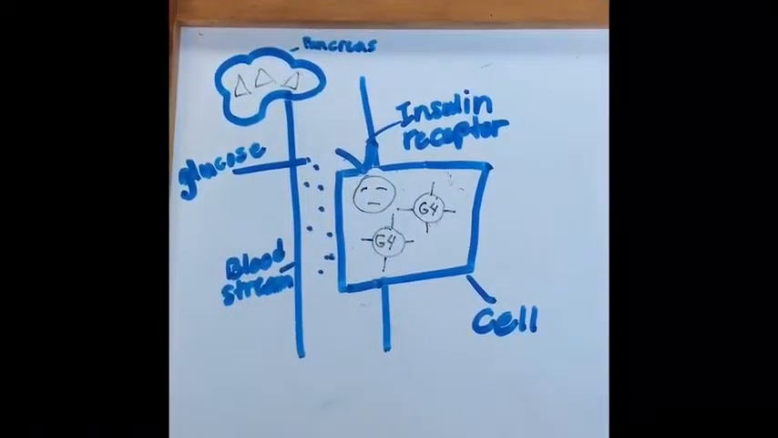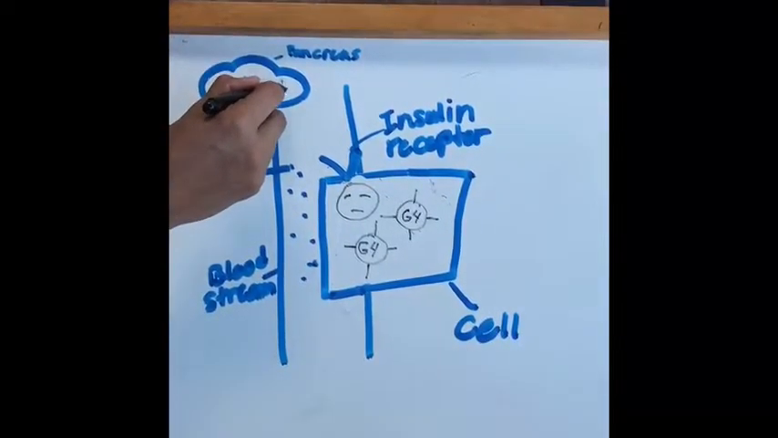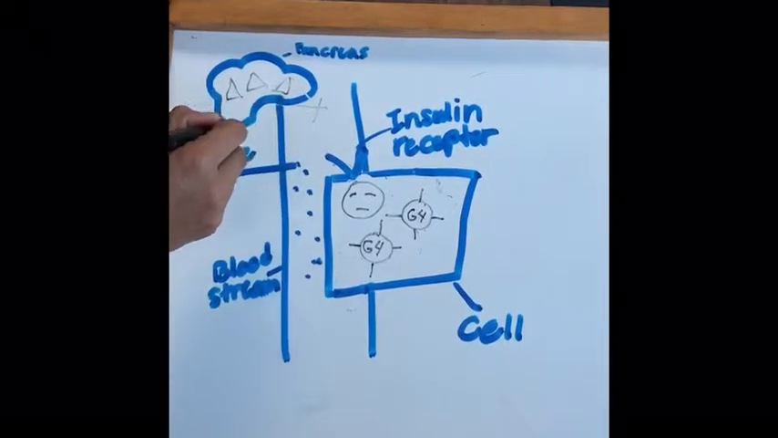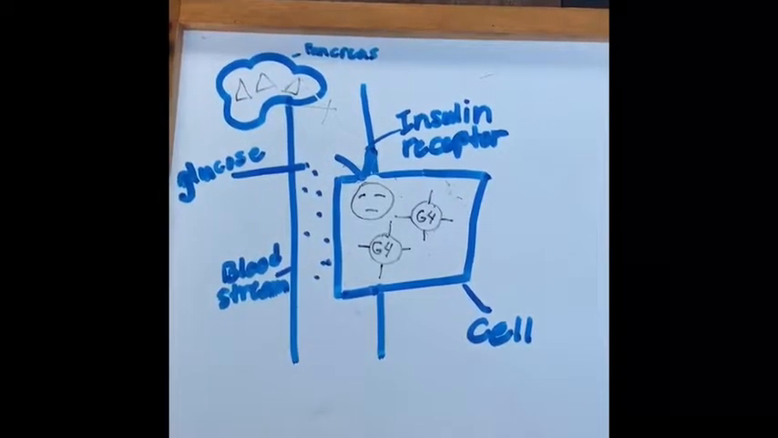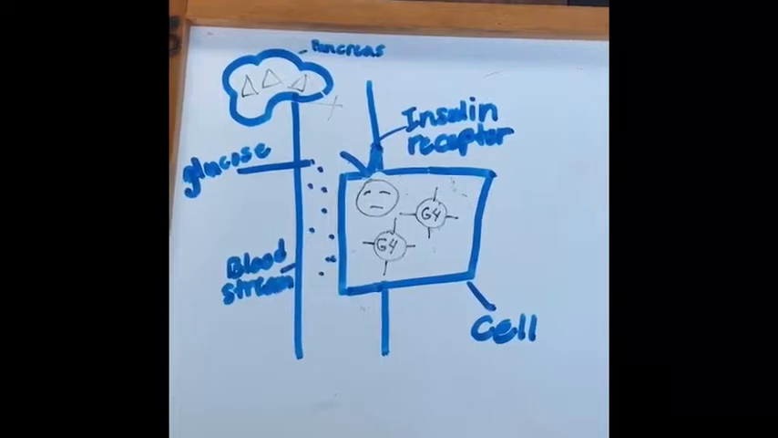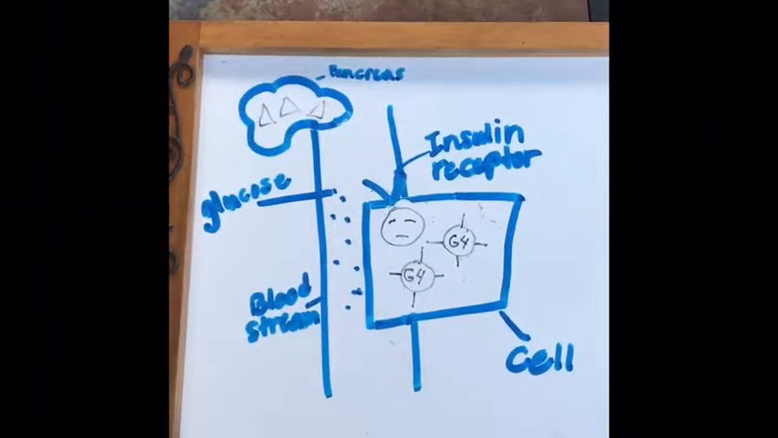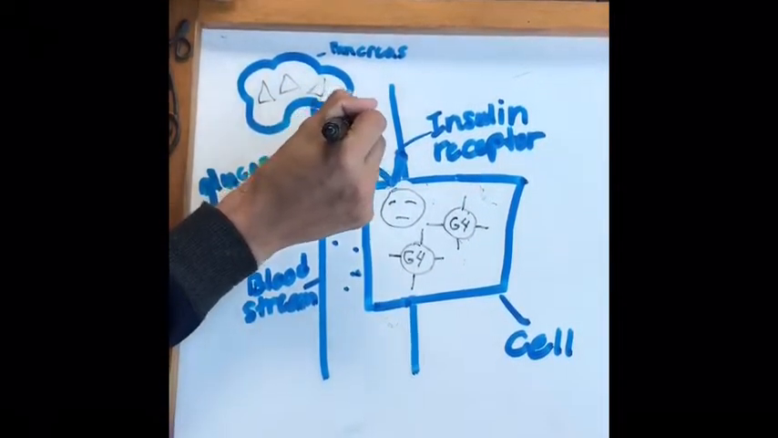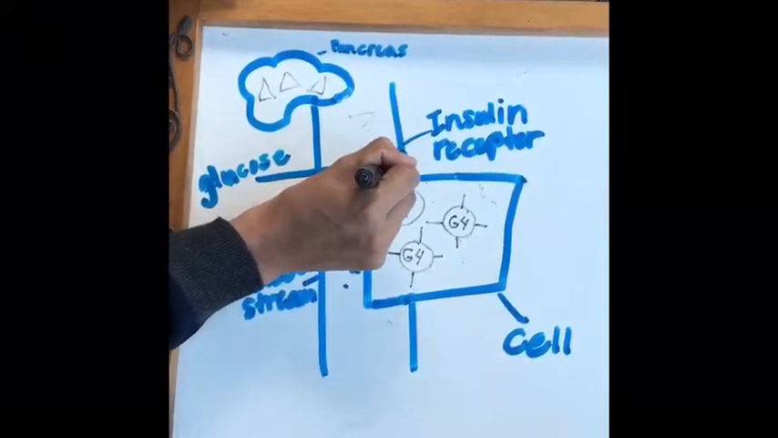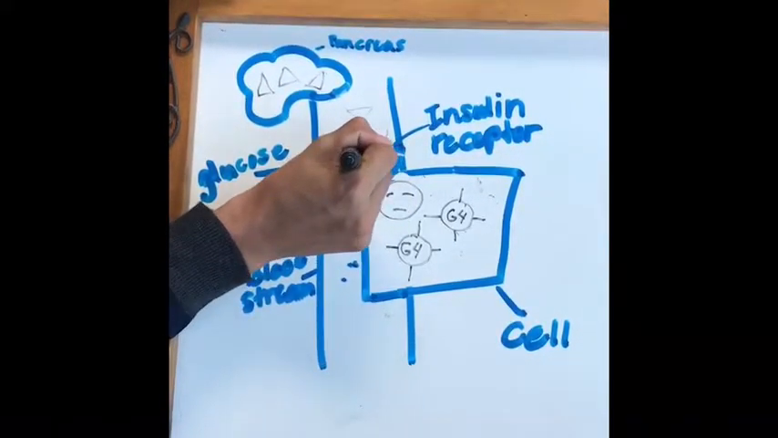In type 1 diabetes, the pancreas cannot release insulin, which in turn cannot wake up the dormant proteins, and the GLUT4s won't allow the glucose to get into the cell. In type 2 diabetes, the pancreas does produce insulin, but the receptors are resistant to the insulin, so the glucose cannot get into the blood cell.